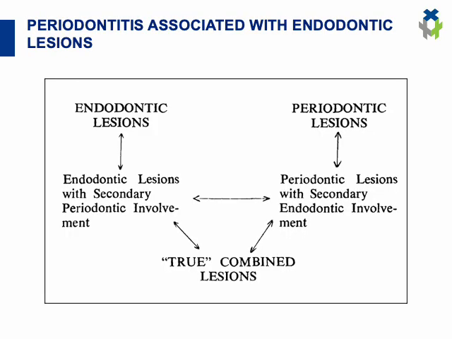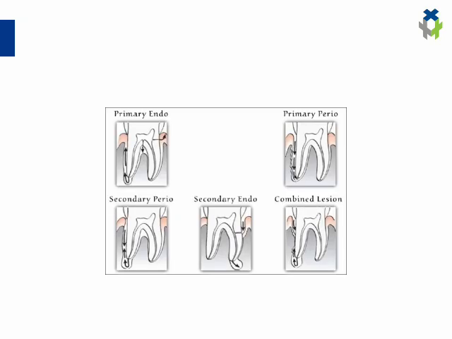Periodontitis associated with endodontic lesion. In endodontic lesion, it can be a primary endodontic lesion or primary endo with secondary perio, or a primary perio with a secondary endo, or purely primary perio, or a true combined lesion given by Simon et al. classification. So this is a pictorial image which shows a primary endo lesion, a primary perio lesion, a secondary perio lesion, a secondary endo lesion, and finally the combined lesion where both endo and perio are involved.